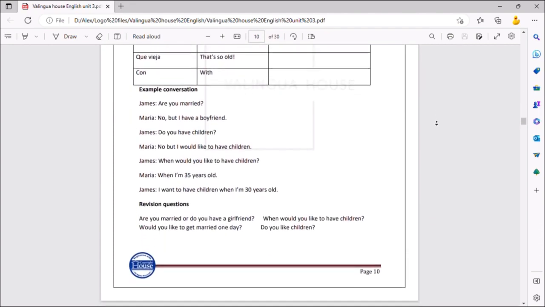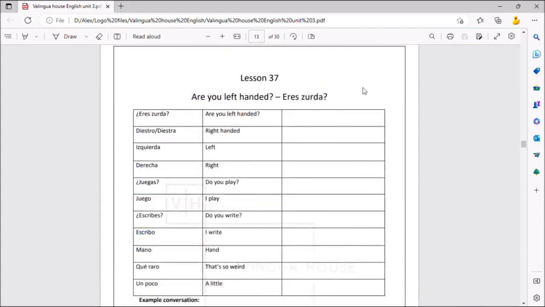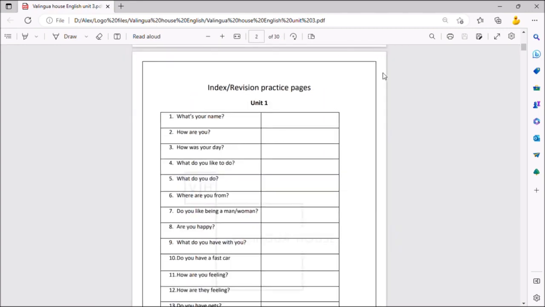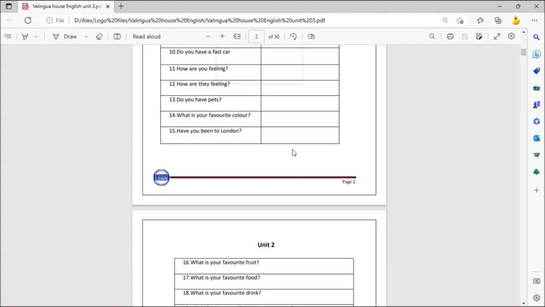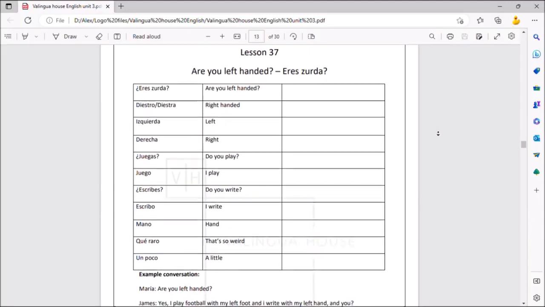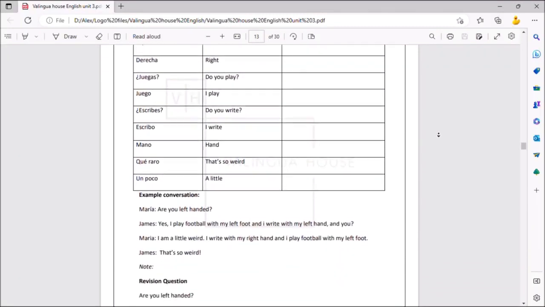Here's how it works. Each lesson in the Valingua house method has a title, and each title is a question, one of the most typically used questions in that language, but we start from the basics. So lesson number 1 is what's your name? Lesson number 3 is how was your day? Lesson number 4 is what do you like to do? Lesson number 6 is where are you from? You start being able to speak with someone for 20 seconds, then a minute, then 2 minutes and 4 minutes, and you build up like that.